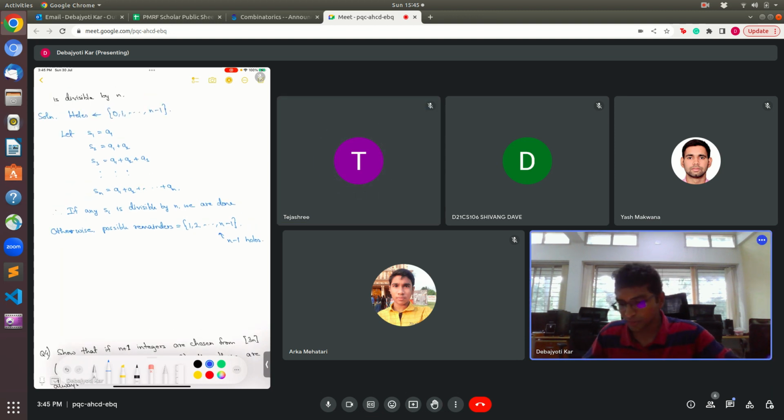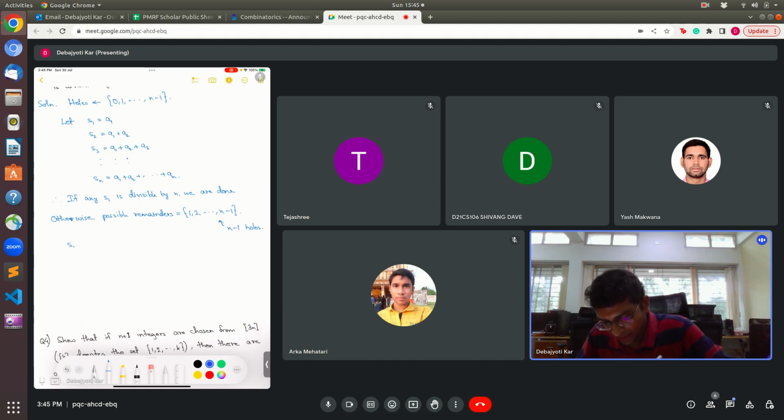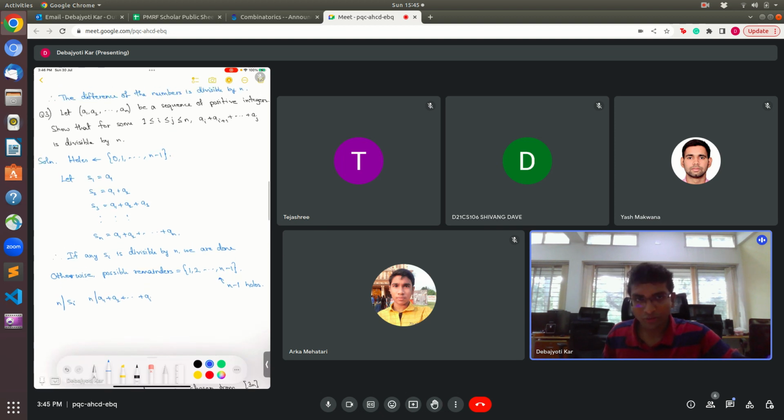Suppose, let's say, Si is divisible by n. That is, the remainder is 0. When n divides Si, the remainder is 0. So in that case, what do we have? That a1 plus a2 plus up to ai, this sum is divisible by n, and we are already done, right? We needed to show that there exists a contiguous subsequence whose sum is divisible by n, and we have already got that. So here basically our i is 1 and j is i. So this is my ai and this is my aj. The sum of this sequence is already divisible by n, and we are done.